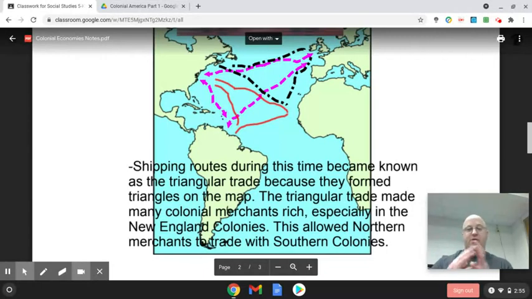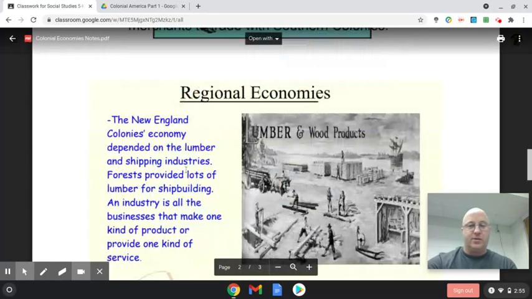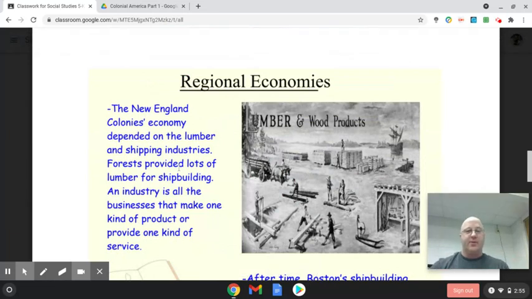The routes form triangles. The triangular trade made many colonial merchants rich. Merchants are people that are buying and selling these goods, and especially in the New England colonies. So Massachusetts Bay, Connecticut, New Hampshire, they're making a lot of money because they have a lot of shipping industries up there. And they benefited from all this stuff that was being raised in the South because the Southern colonies would buy their ships in the North. So the triangular trade made a lot of people rich and valuable during this time period.